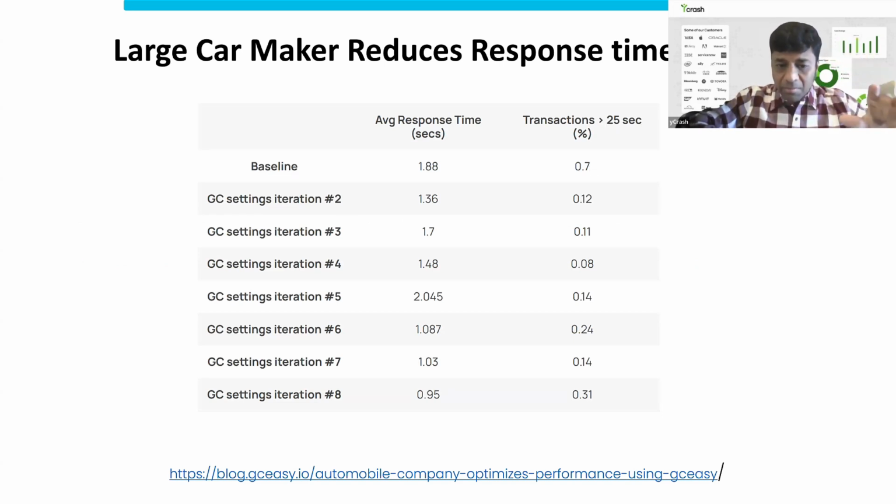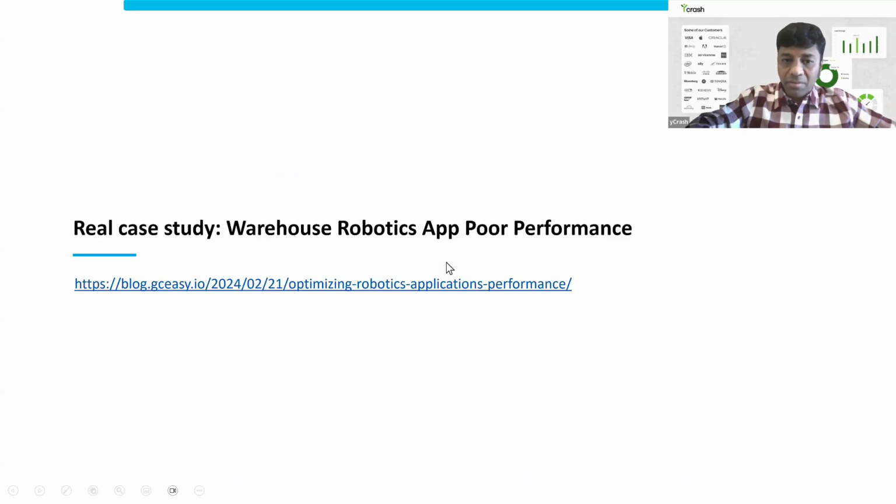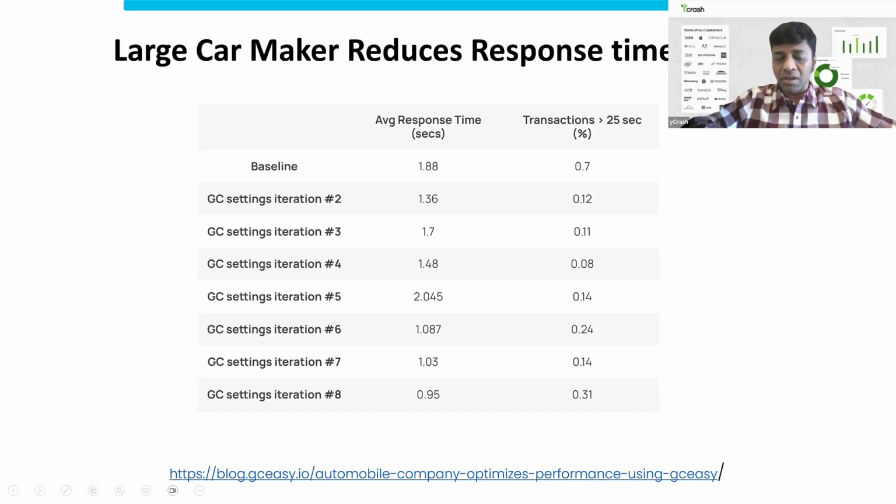Friends, just by doing the GC setting changes, changing the algorithm, changing the settings, look at this. In a few iterations, just like on the Excel spreadsheet we saw, they were able to reduce the response time from 1.88 seconds to 0.95 seconds. This is, my friends, a 50% improvement, a 50% reduction.